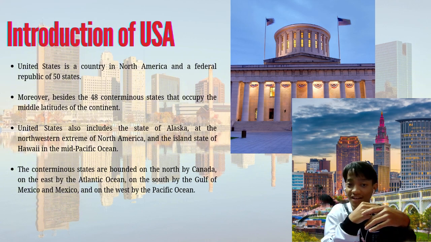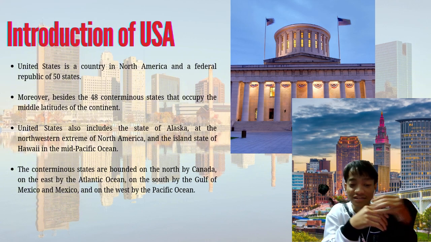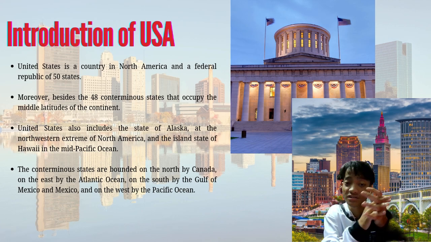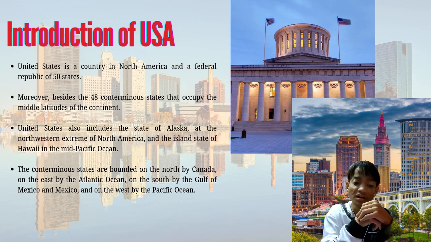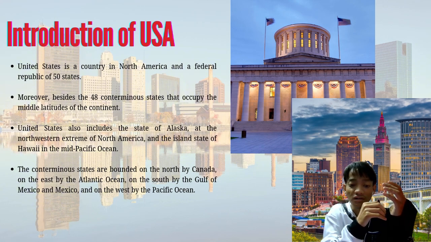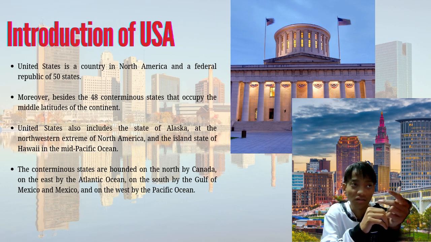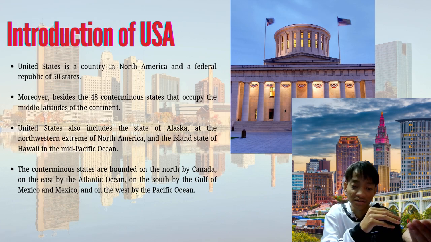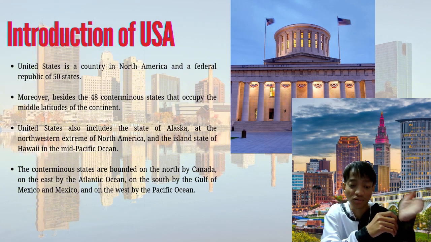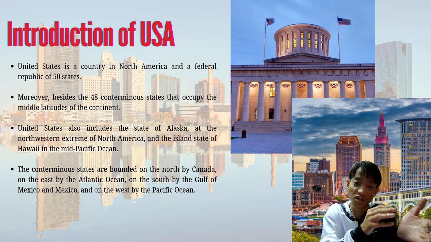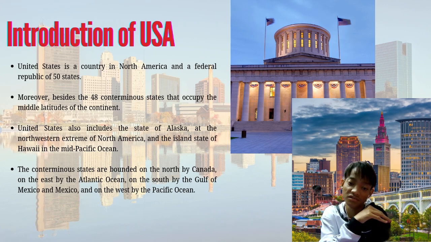The introduction of the USA. The United States of America is a country in North America and has around 50 states. Furthermore, the United States is actually the fourth largest country in the world in area after Russia, Canada, and China. There are a couple of states, for example Miami, New York, Hawaii, Arizona, Ohio, and actually a lot more, but I just cannot remember them. I'm so sorry. There are also the conterminous states. They are bounded on the north by Canada, on the east by the Atlantic Ocean, on the south by Mexico, and on the west by the Pacific Ocean, which is actually very cool.